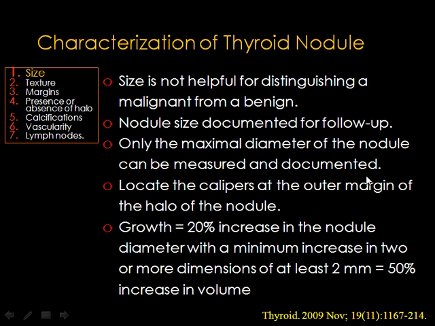According to the American Thyroid Association guidelines, a reasonable definition of growth is a 20% increase in nodule diameter, with an increase in 2 or more dimensions of at least 2 millimeters, which is roughly a 50% increase in volume. Although malignant nodules are believed to grow more prominently than benign ones, even benign nodules can grow with time, and about 90% of benign nodules have demonstrated an increase in volume by 15% over a 5-year follow-up. Cystic nodules showed slower growth than solid nodules.